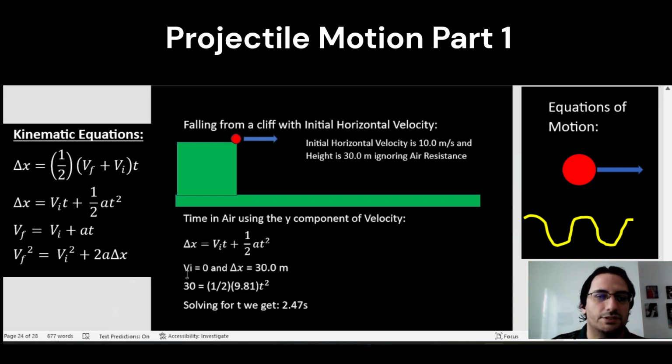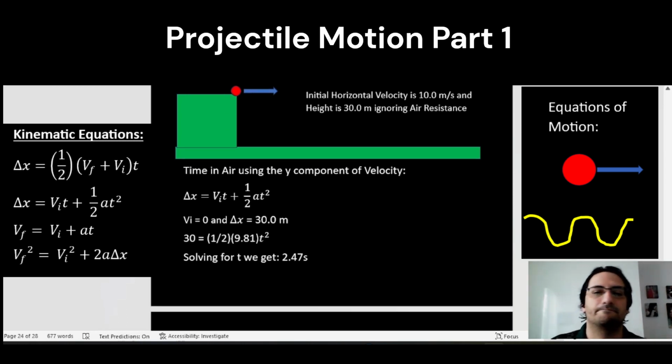So this equation just becomes dx equals 1/2 a t squared. You put 30 for x, which actually, it's not really dx in this case, it's dy. 30 equals 1/2 times 9.81 t squared. Solving for t, we get 2.47 seconds. It's how long it's going to take the ball to hit the ground.